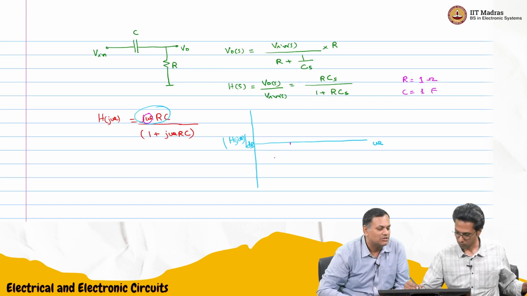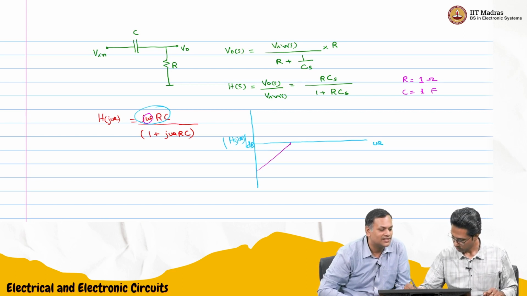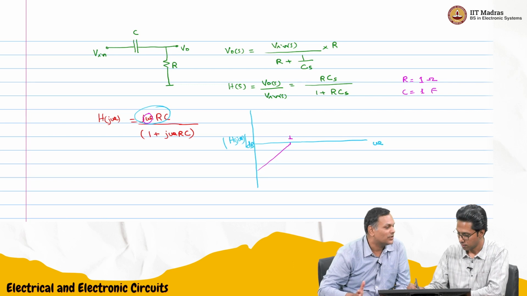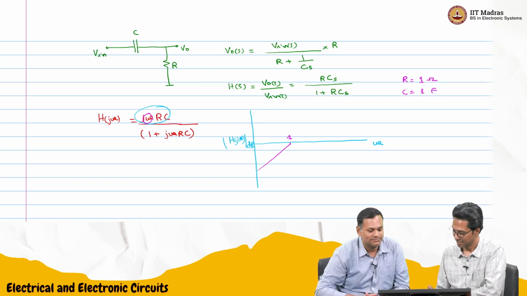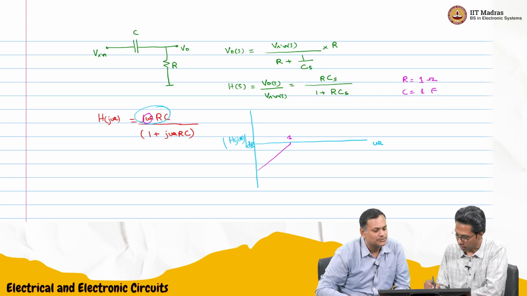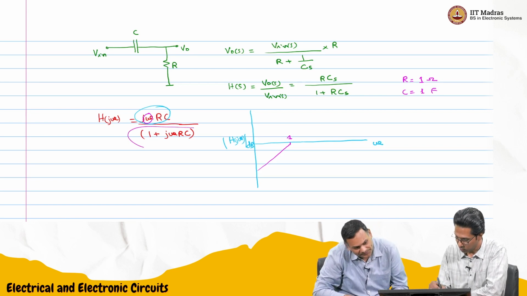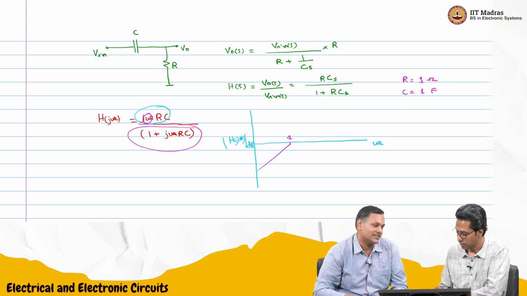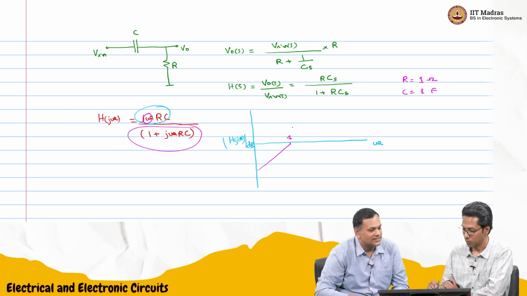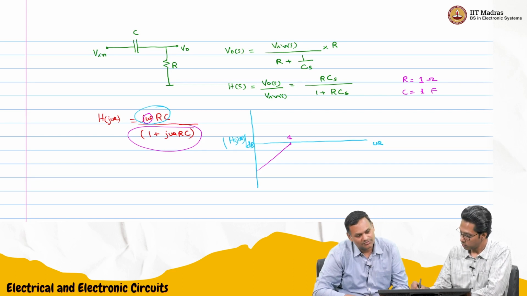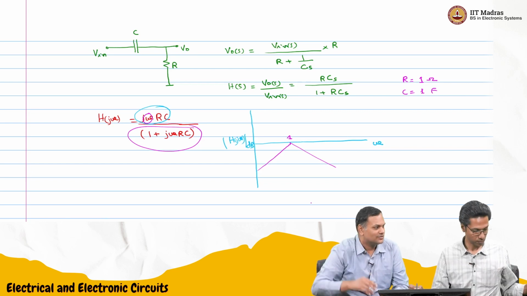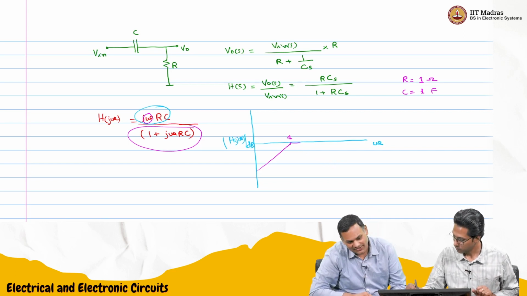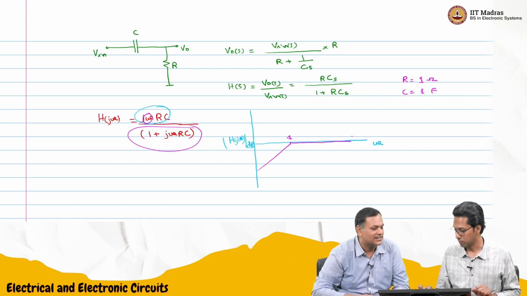It will cross the 0 dB point at 1. Technically 1 over RC, but here we have chosen R equal to C equal to 1. Then at the same frequency, wherever it crosses 0, you have a pole. That pole will introduce something at minus 20. So these two will cancel, and you will just get a flat 0 dB line.